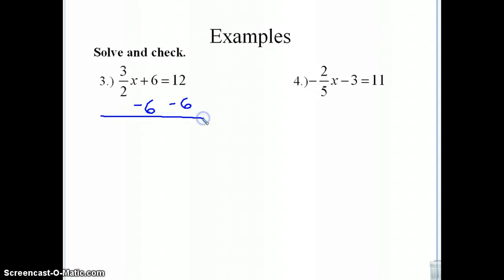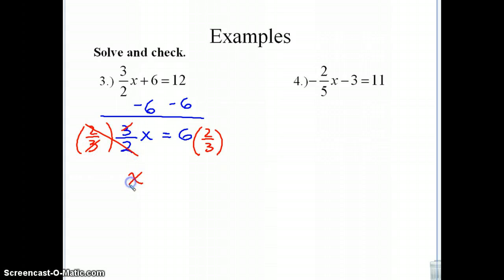When I subtract 6 from both sides, I'll end up with 3/2 x is equal to 6. I want to eliminate that fraction of 3 halves, so I'll multiply by 2/3 and then multiply by 2/3 on the right. On the left, the 2's cancel, the 3's cancel, so I'm left with x equals.